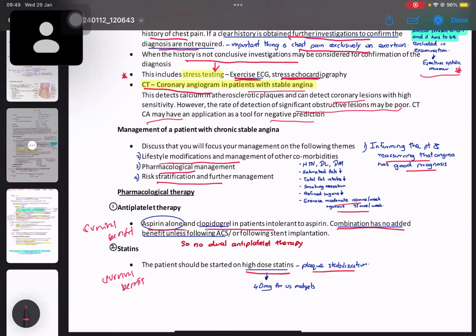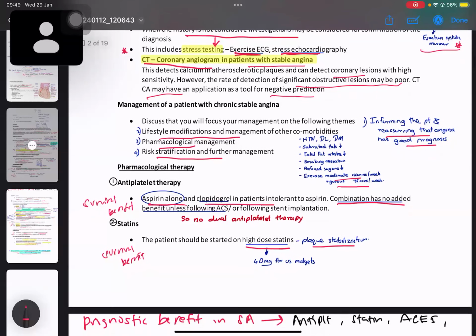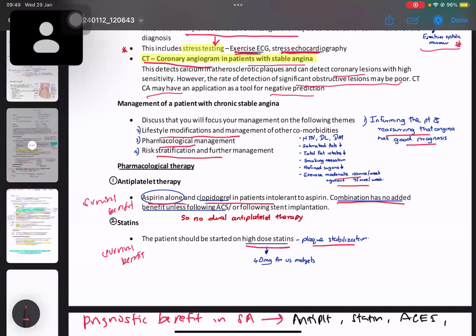You should be able to tell quickly when the examiners ask. And you have to stratify the risk of the patient for the further management, the cardiovascular risk the patient has, because you will be collecting all the details in the history. So after that, you can stratify. And let's move on to the pharmacological management of chronic stable angina. Remember, this is not the management of STEMI or non-STEMI or unstable angina. This is for chronic stable angina. I will be discussing acute coronary syndrome and their management later.